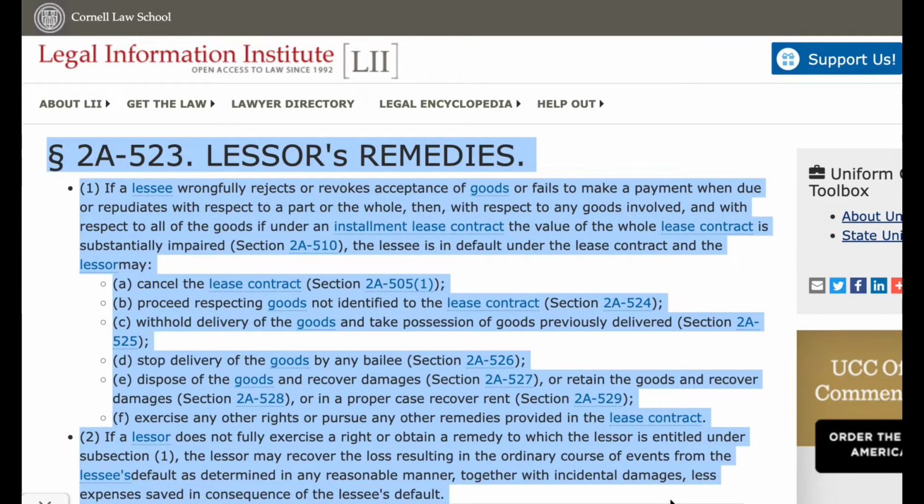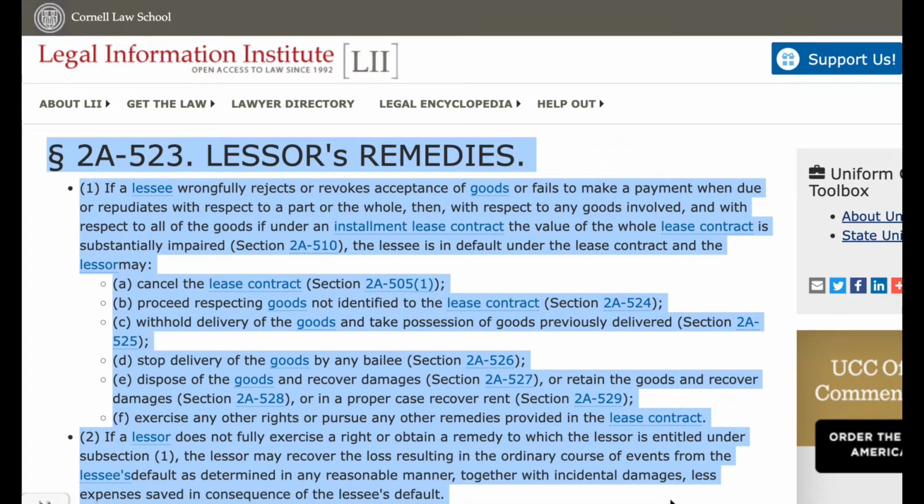Cancel the lease contract, Section 2A-505, 1, B. Proceed respecting goods not identified to the lease contract, Section 2A-524, C. Withhold delivery of the goods and take possession of goods previously delivered, Section 2A-525, D. Stop delivery of the goods by any bailee, Section 2A-526, E.